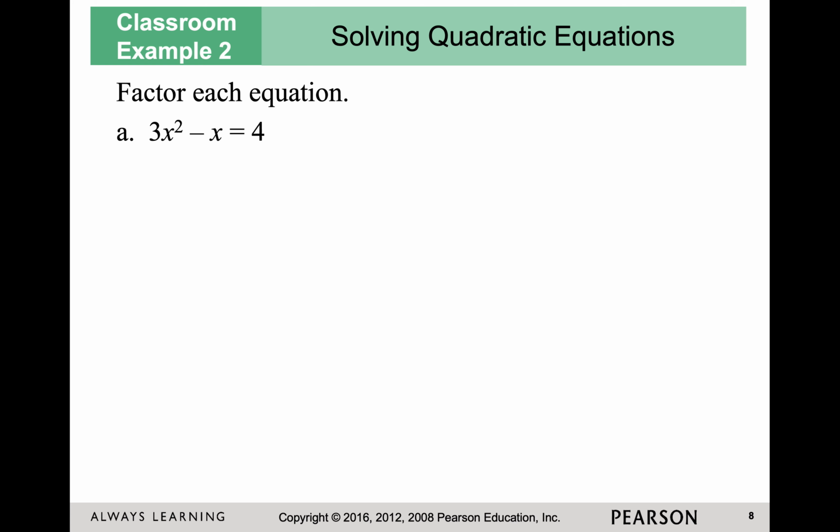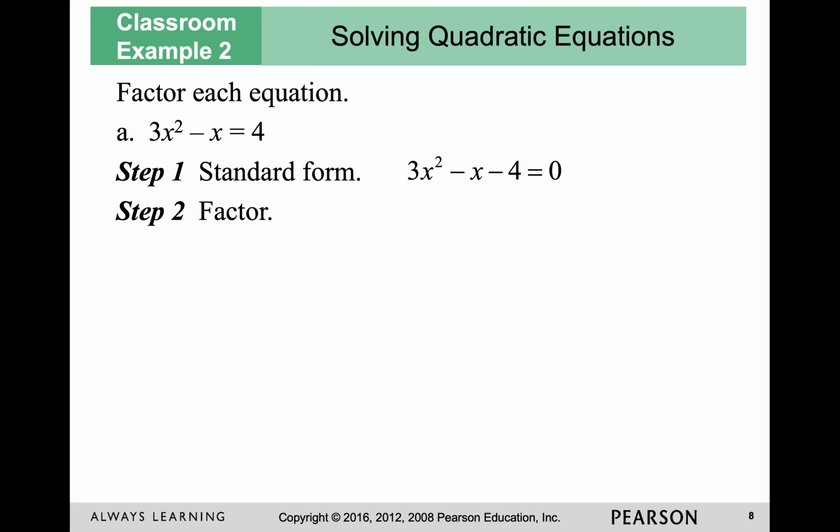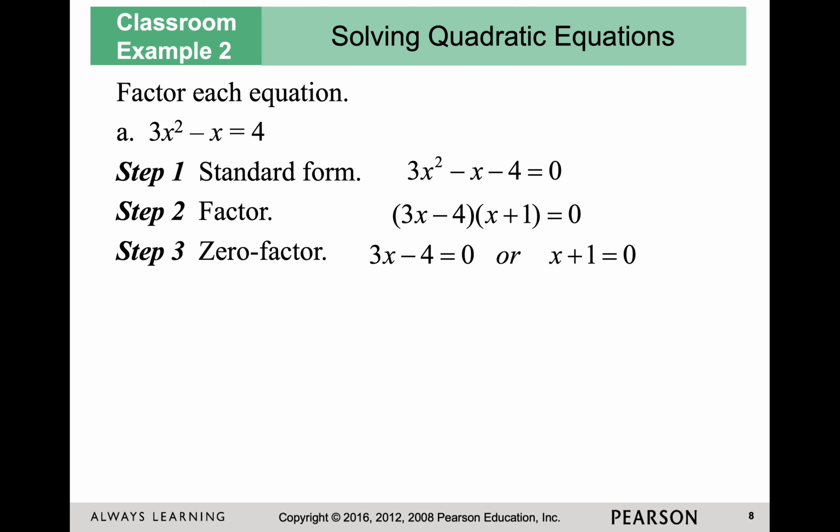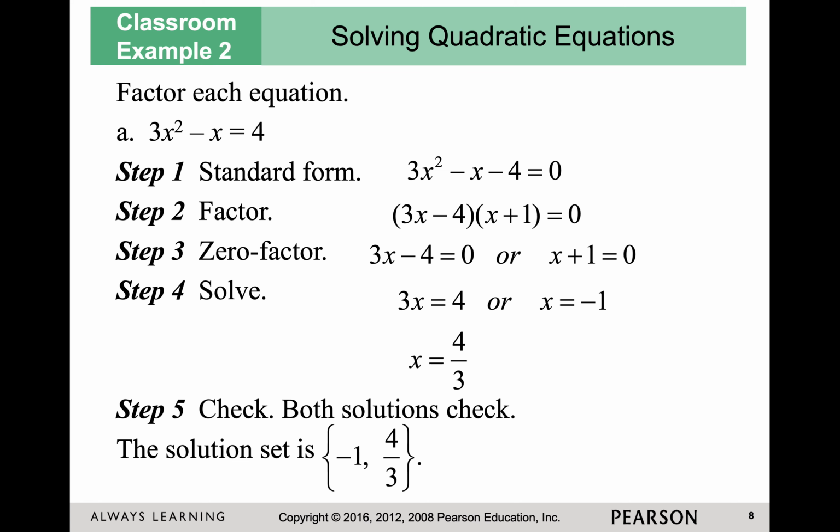So here, I have to write this in standard form. I need it to equal 0, not 4. So I'm going to subtract 4 from both sides so that everything's on the left. Now I'm going to go ahead and factor it. I'm going to do 3 times negative 4, which is negative 12. And I'm going to look for the factors of negative 12 that add to give me negative 1. Then I'm going to factor by grouping to get this answer. Now I'm going to apply the zero factor property to set each parenthesis equal to 0 and solve for x.